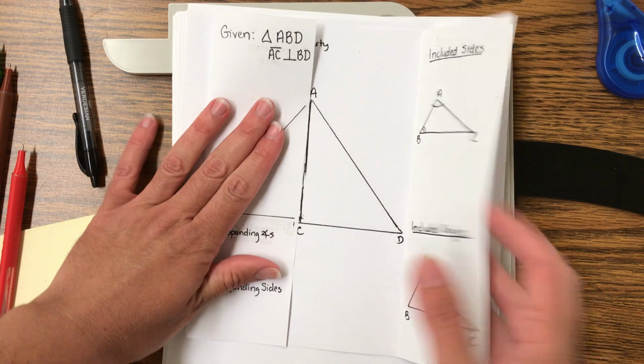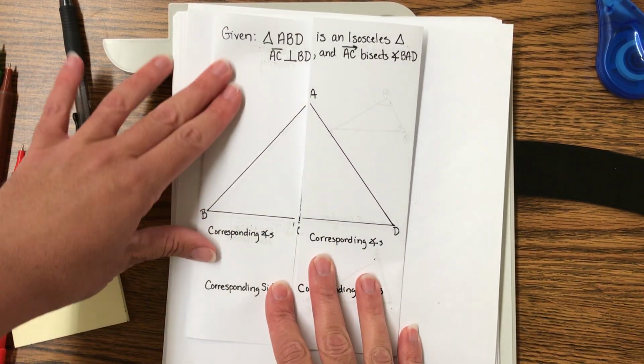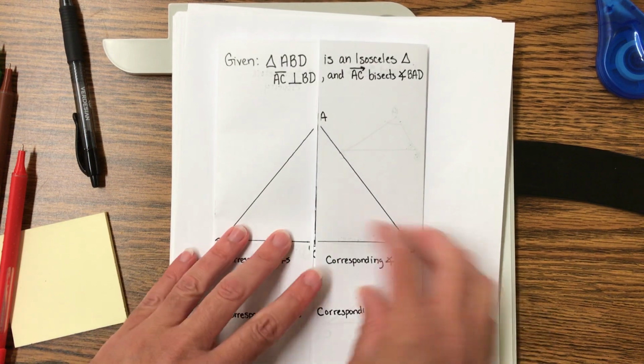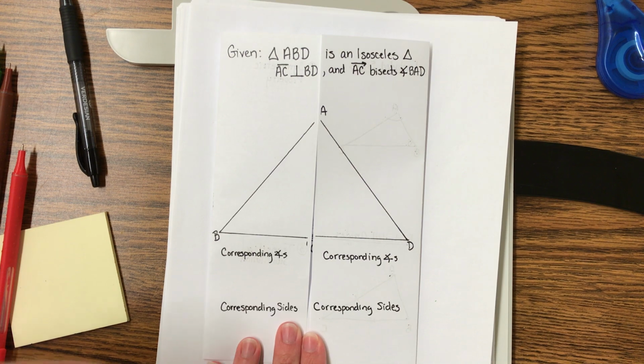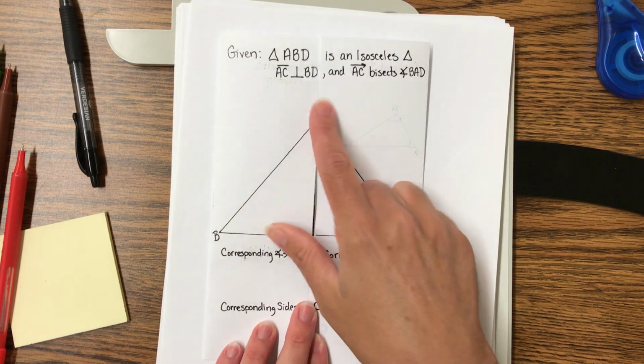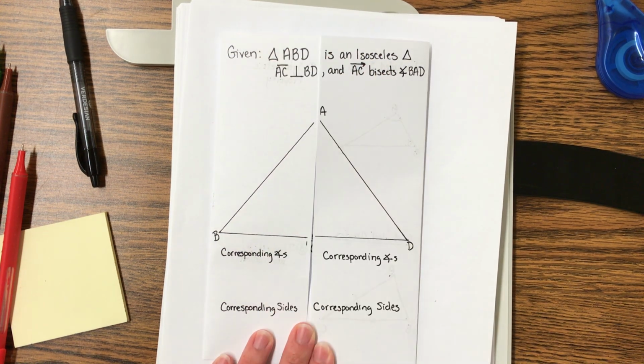And then fold in and fold in. You're going to put the exact same triangle on the outside. And so now let's talk about what we know about this triangle. In this picture here, we are given that triangle ABD is an isosceles triangle. Okay, so again, isosceles, that's going to lead us to be able to draw a lot of conclusions.